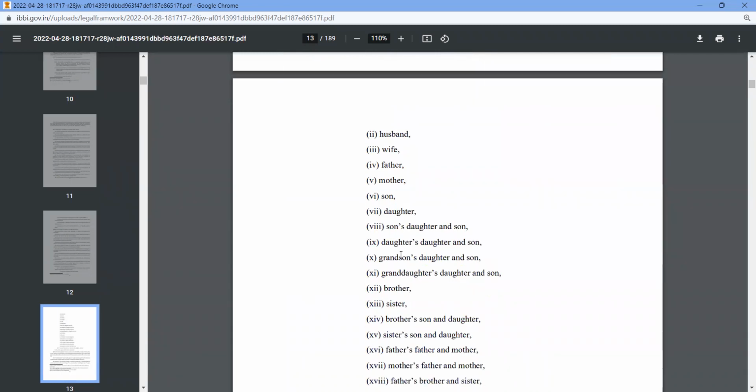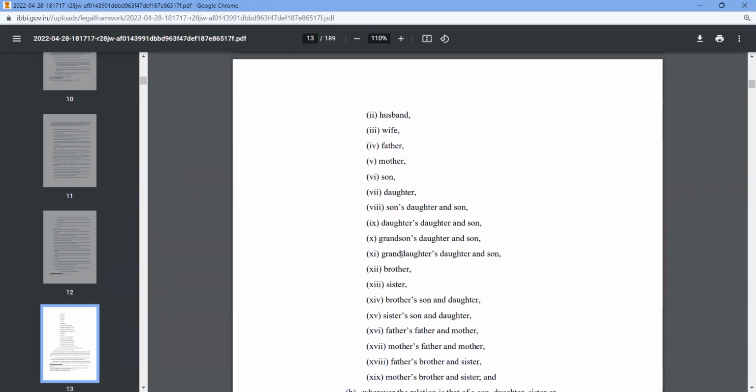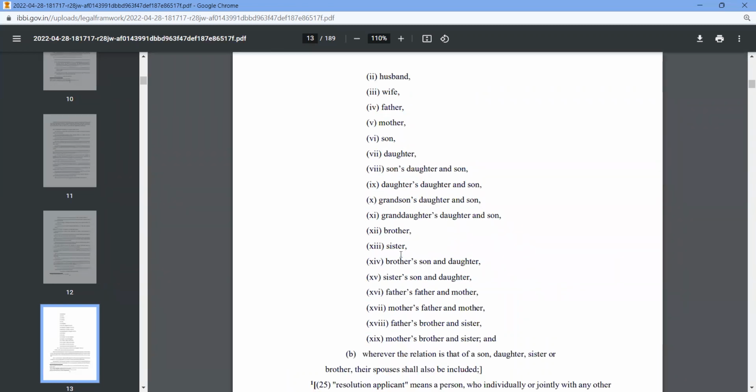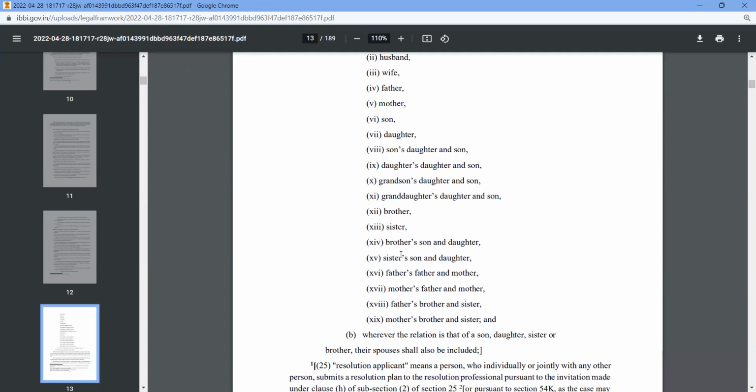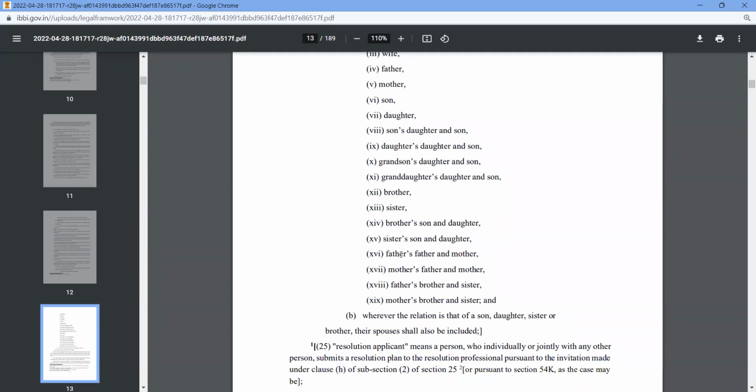But now, son's daughter and son, so son of son and son's daughter of son. Daughter's daughter and son, so son of daughter and daughter of daughter. Then granddaughter's daughter and son. Brother, sister, brother's son and daughter. Sister's son and daughter. Father's father and mother, so it means grandfather and grandmother. Then mother's father and mother, so maternal grandfather and maternal grandmother. Father's brother and sister, and mother's brother and sister.